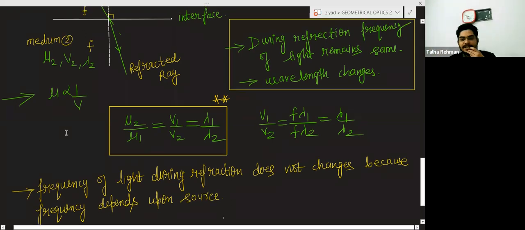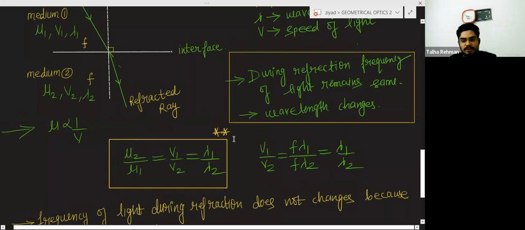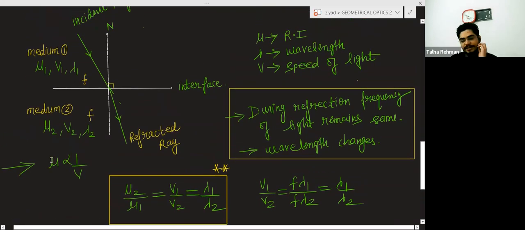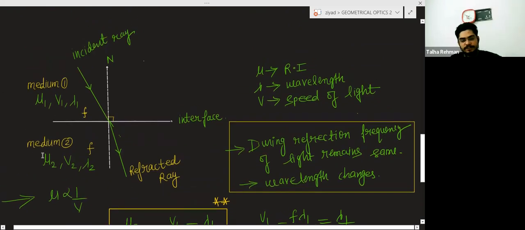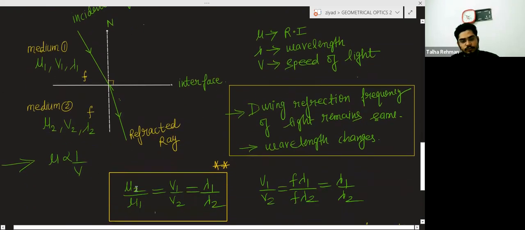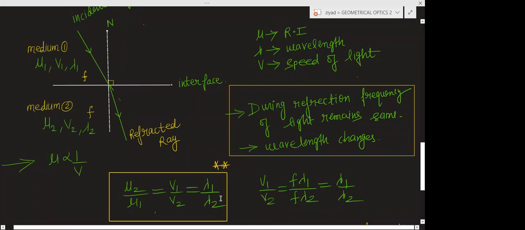Now there is a certain relation here. We know that if the refractive index increases, the speed of light will decrease, or if the speed of light decreases, then the refractive index will increase. So refractive index is inversely proportional to the speed of light in different medium. This relation will be followed: mu2 by mu1 is equal to v1 by v2. What is v1? Speed of light in medium 1. And this relation you can derive.